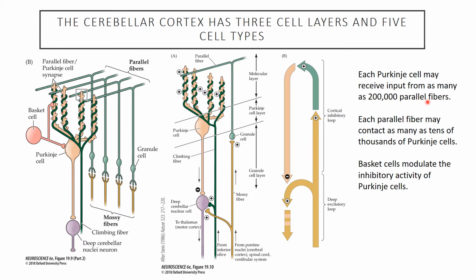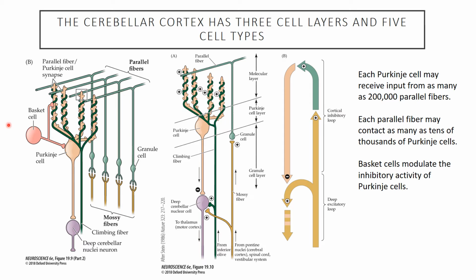So a single Purkinje cell may receive input from as many as 200,000 parallel fibers. So you might have 200,000 different granule cells sending their input to one Purkinje cell. Now, each of those parallel fibers is probably synapsing on multiple Purkinje cells, but a single Purkinje cell could be getting input from as many as 200,000 different granule cells. That's a huge amount of input. Now, each parallel fiber may contact as many as tens of thousands of Purkinje cells.